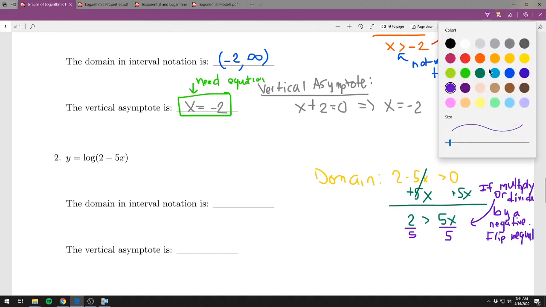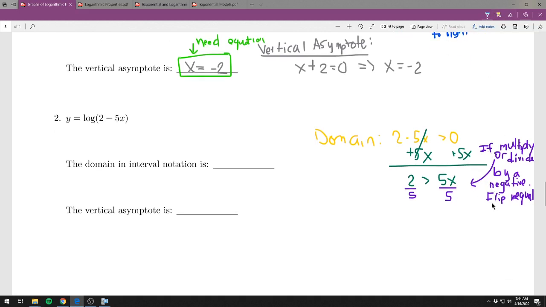And I guess I'll just write in here for those people that will look at this. We did not do that here. Not done here. I didn't multiply or divide by a negative, just sending out a reminder. Right, but divide by 5, the 5's cancel. We do not flip the inequality. We get x is less than 2/5.